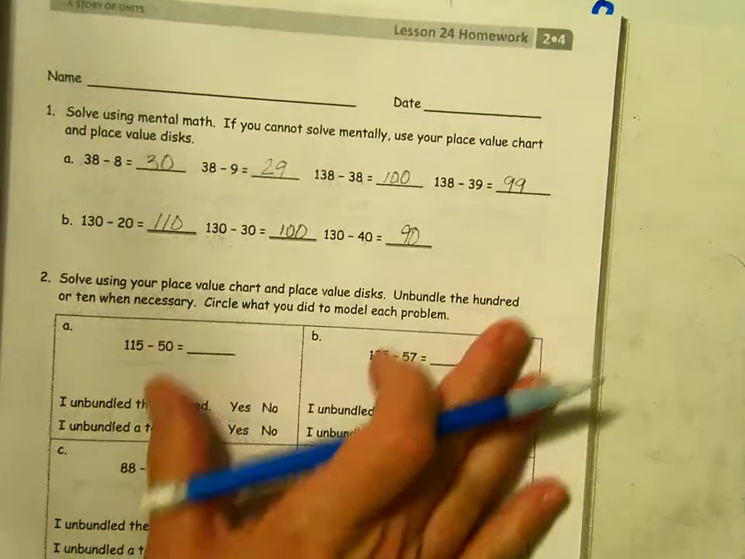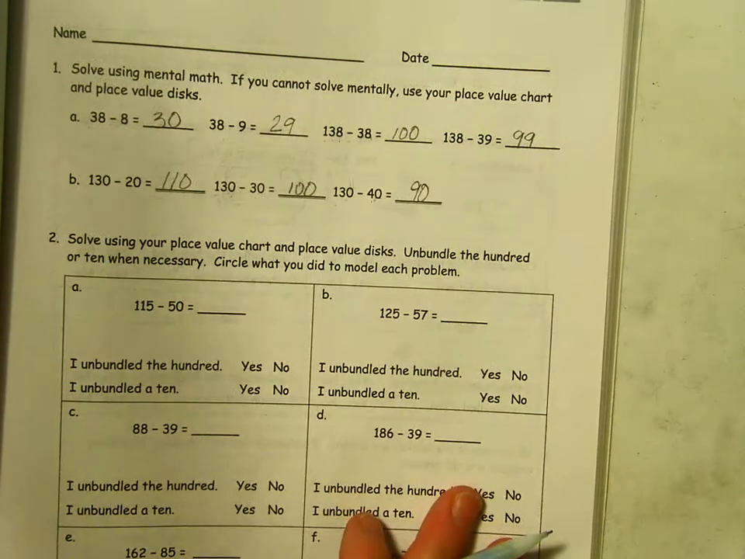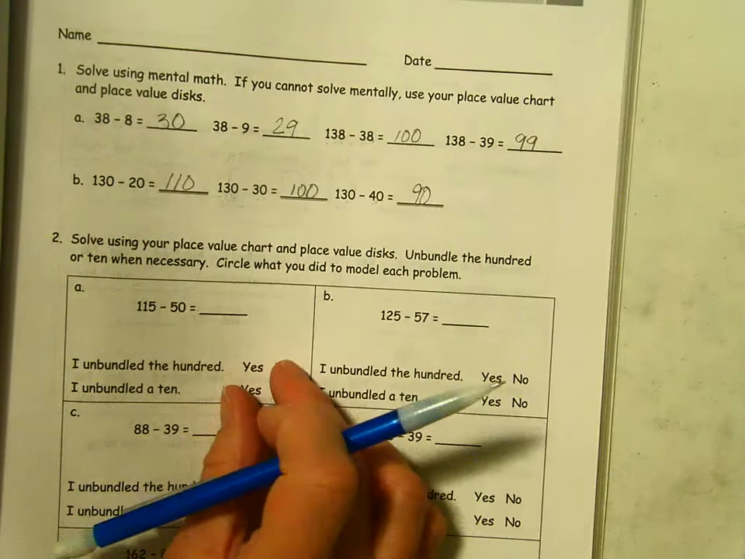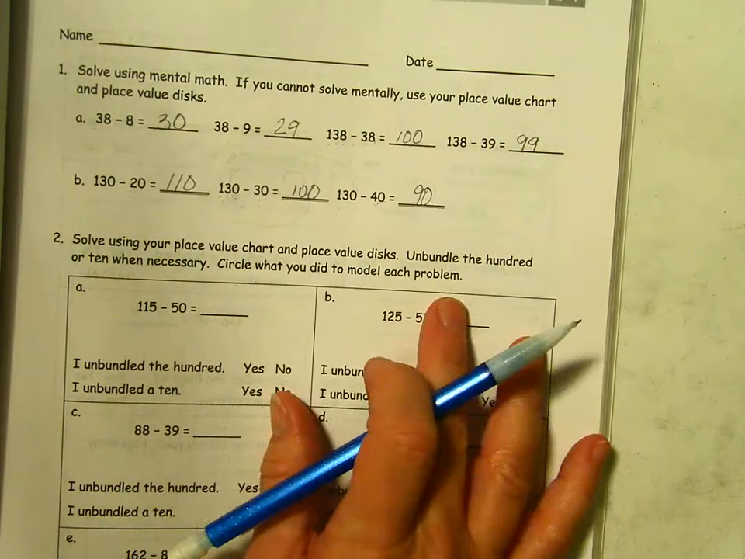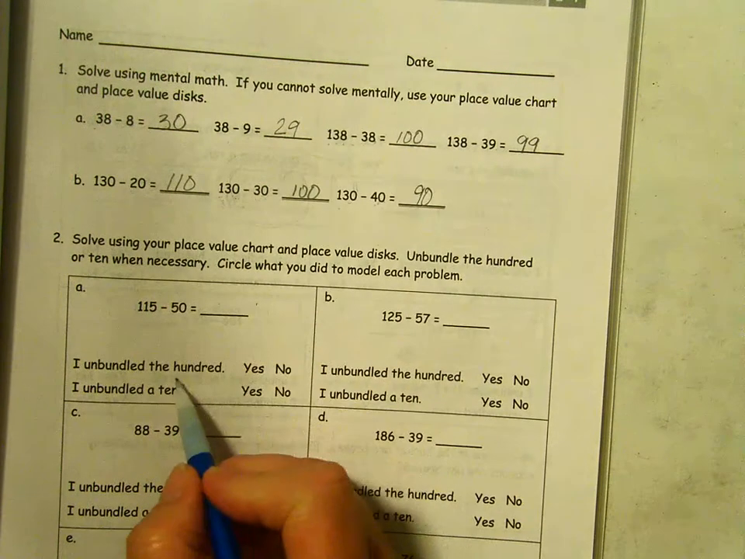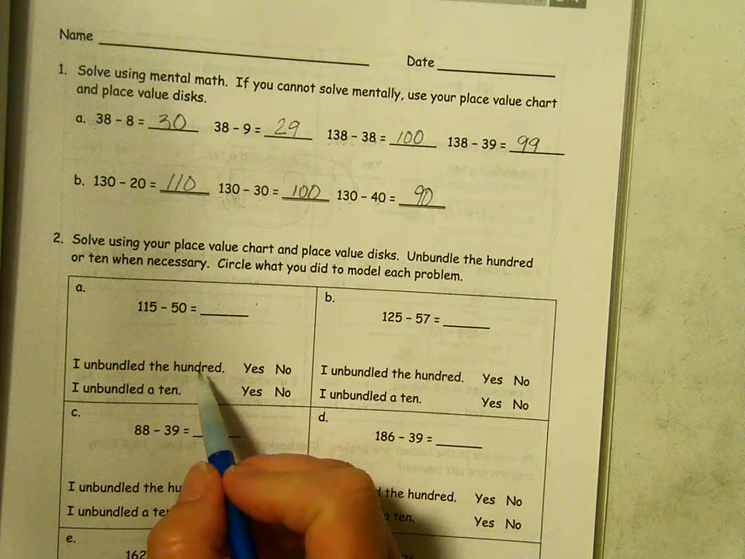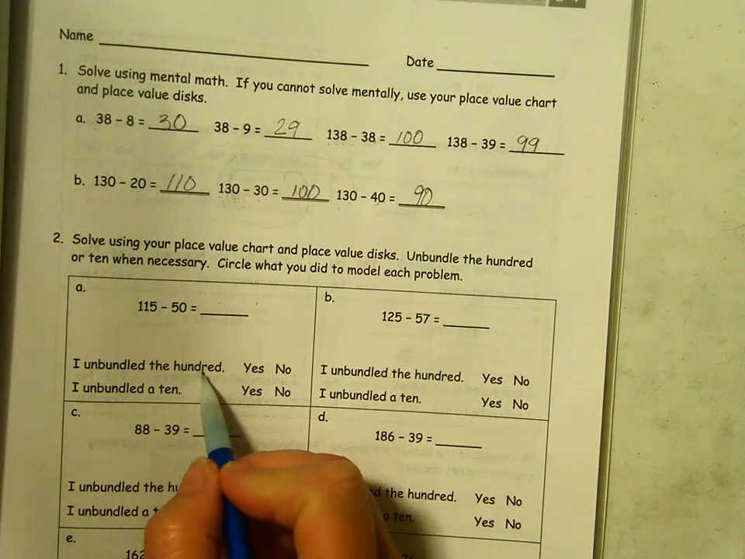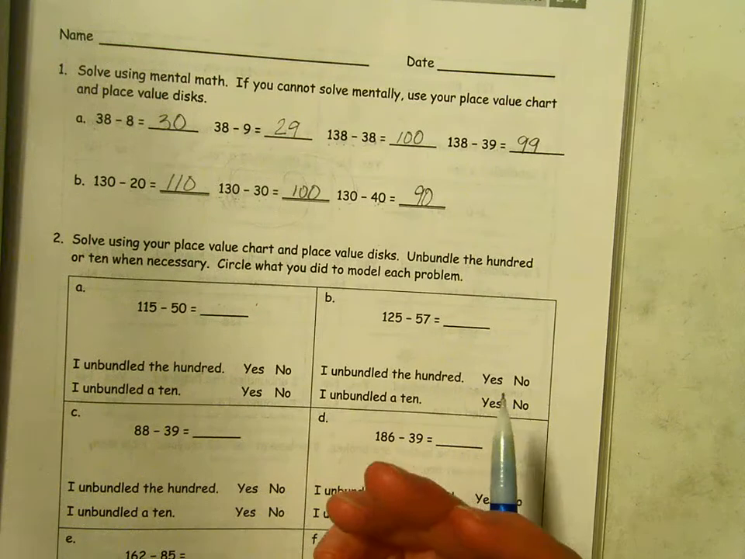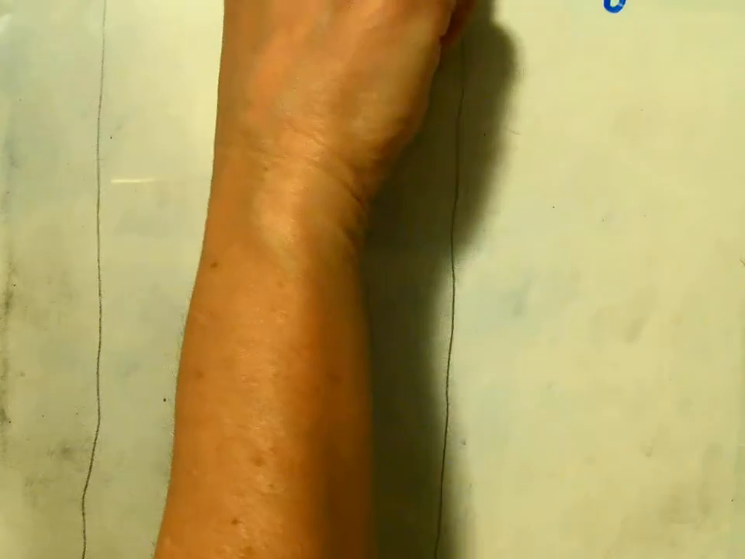All right, for the rest of these now, we're going to use our place value discs. And we're not yet doing the written form. We're just going to use our place value discs and we're going to write our sum. Then we're also going to say whether we decomposed 100 or decomposed a 10 or both. So we're going to start with this first one, 115 minus 50.